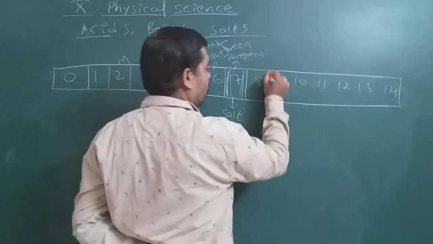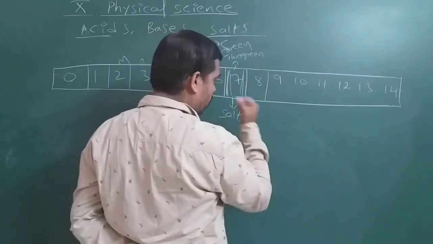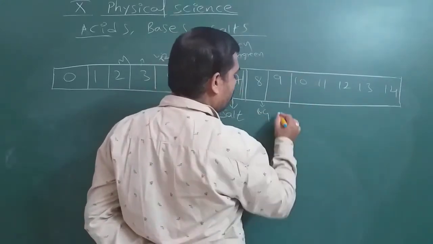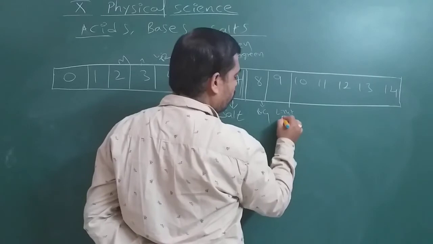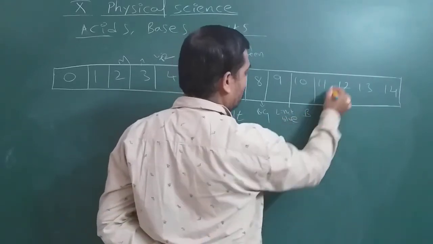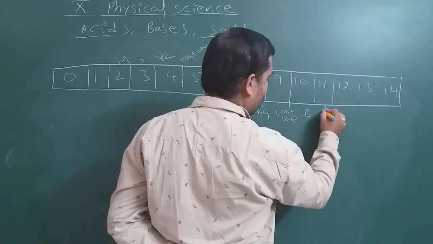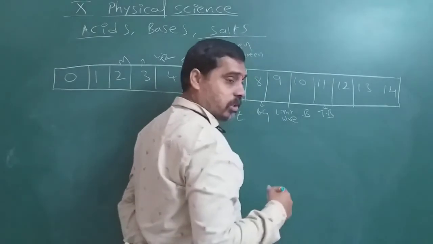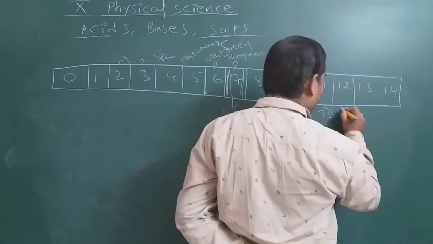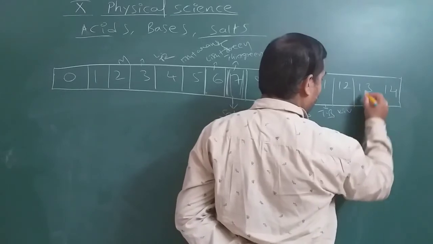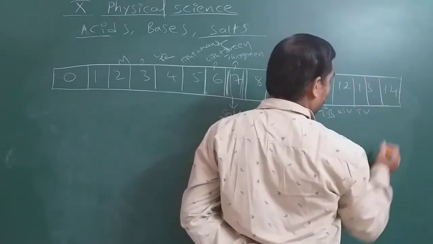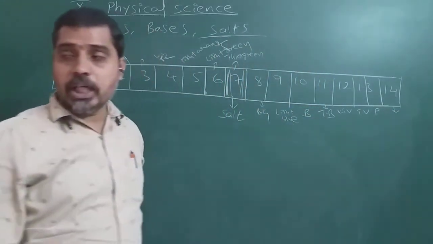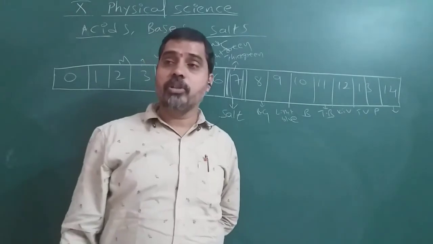What about this side? Now bluish green. Next light blue color. Next blue color. Next thick blue color. Now here we can say violet, light violet. Next thick violet. Next we can say purple, light purple, thick purple. Like that we will have colors for these pH values.